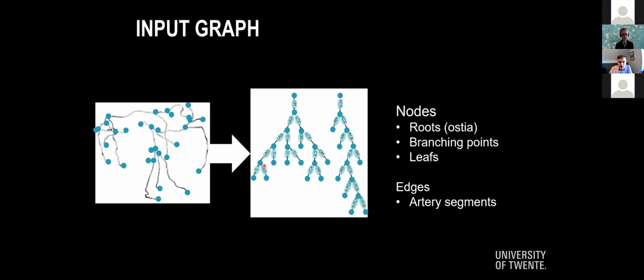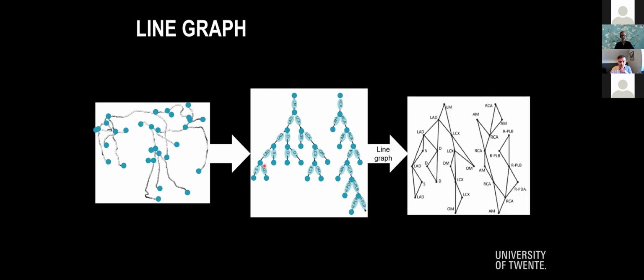So one thing that we did here was actually change this representation, because we are not interested in labeling the nodes or the bifurcations per se. We were interested in labeling the edges in this case. So we made a line graph where the nodes actually were replaced with edges, and the edges were replaced with nodes.